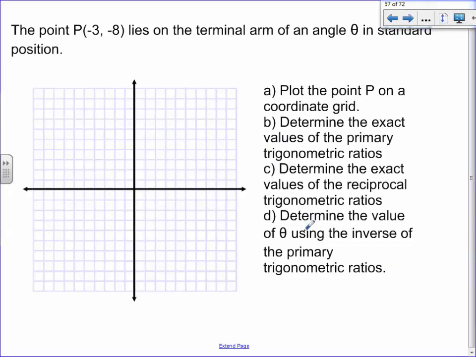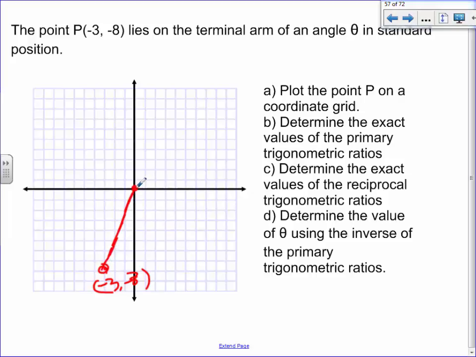Okay, so here's the twist now. I'm going to take those same properties I just did, but now we're going to work with angles that may be more than 90 degrees. I'm going to show you where -3, -8 lies. -3, -8 would be down here. See how it goes down there? That's -3, -8.